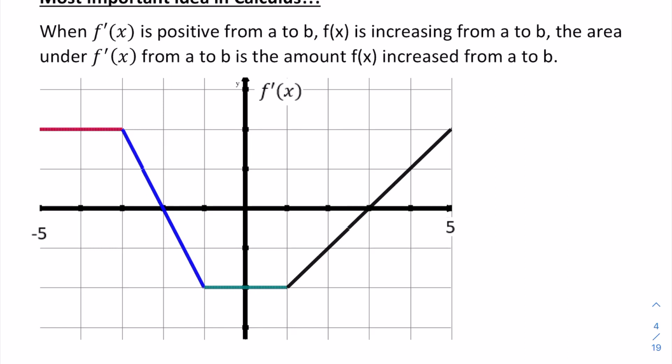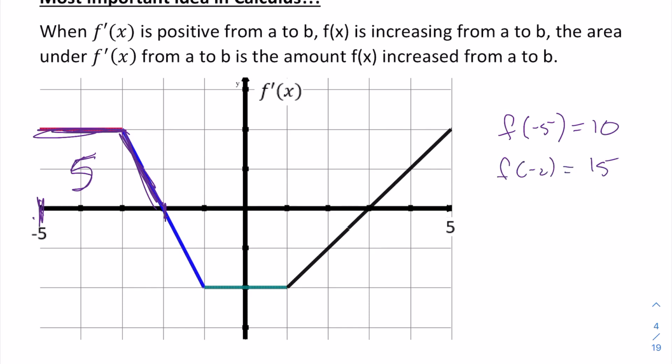So for example, if we're going to go from -5 to -2, you have to recognize that f prime is positive on that entire interval. So that means that f of x was increasing, and the amount it increases is this area. This area is 5, so if I had a value of f of -5 equals 10, then I know that f of -2 is going to equal 15, because f was increasing on that interval by whatever that area is.